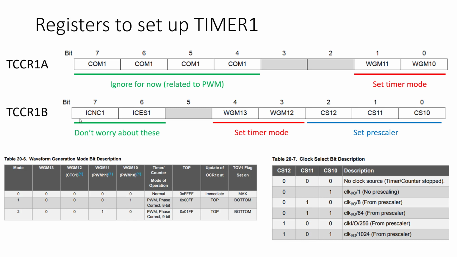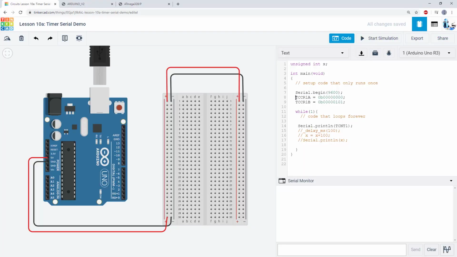So I'll have mostly zeros in my TCCR1B register, and then 1, 0, 1. If I switch back over to my code, you'll see that's what I have here. I have the TCCR1A register written to all zeros. Now, technically, you don't actually need to write this line because zero is the default value for every bit here. So if I commented out this line, it would actually be the same because I'm not changing any of these.